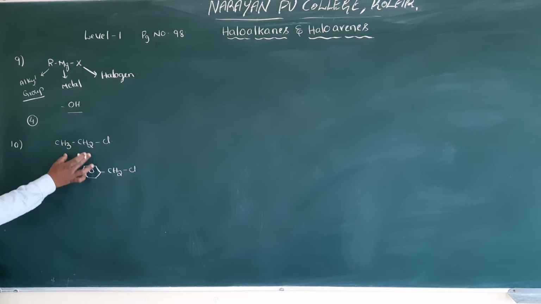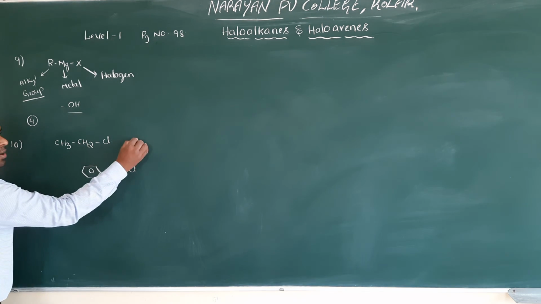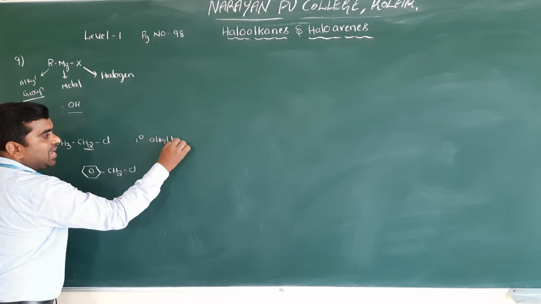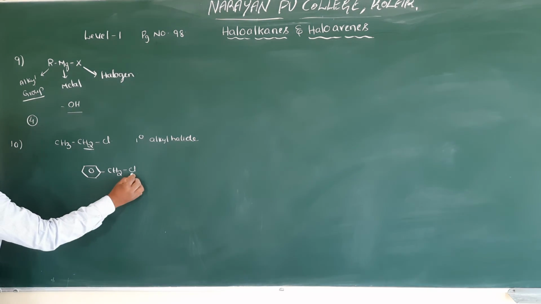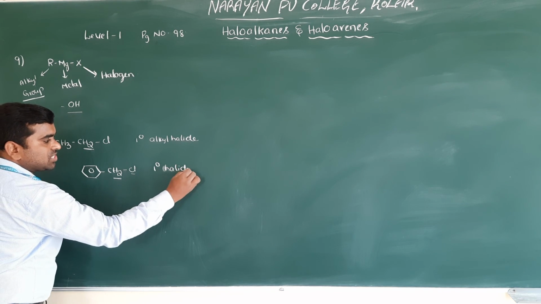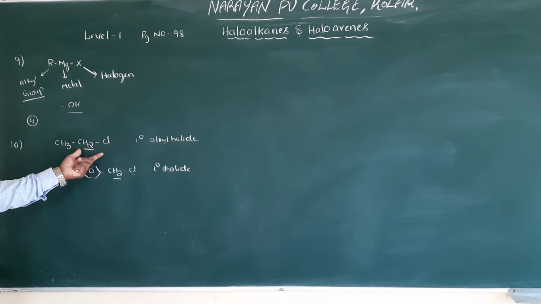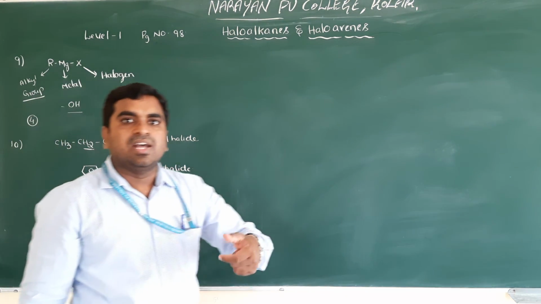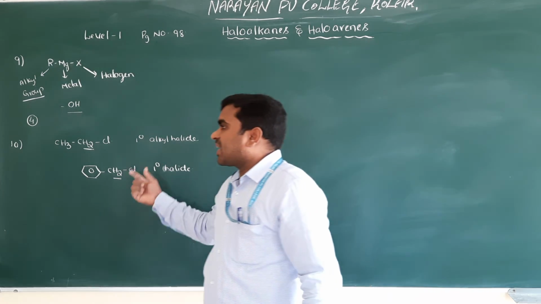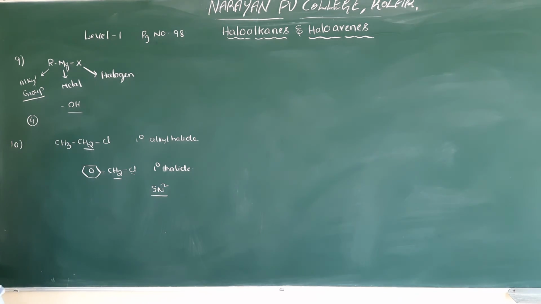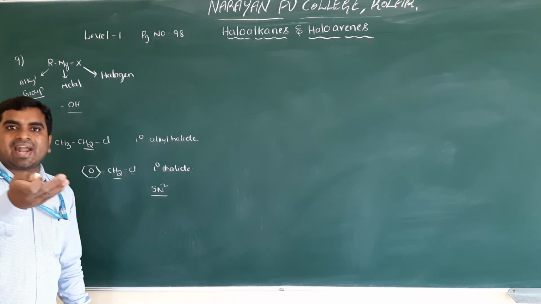You know that alkyl halides are involved in the nucleophilic substitution reaction. Which alkyl halide is this? Primary, because chlorine is attached to a CH2 group. Here also chlorine is attached to CH2, so it is also a primary halide. Both are primary halides. Tertiary alkyl halides follow the SN1 mechanism, and primary alkyl halides follow the SN2 mechanism. So which mechanism do they follow here? SN2. In the SN2 mechanism, the nucleophile attacks from the backside.